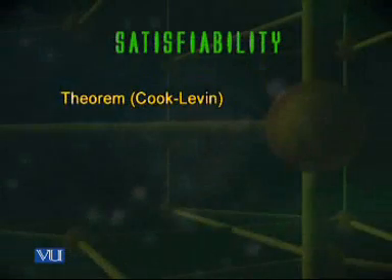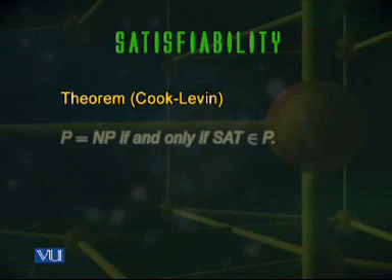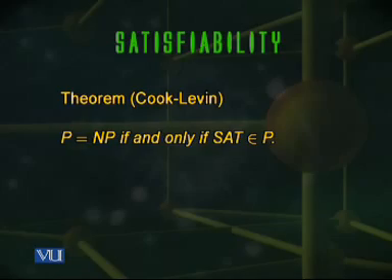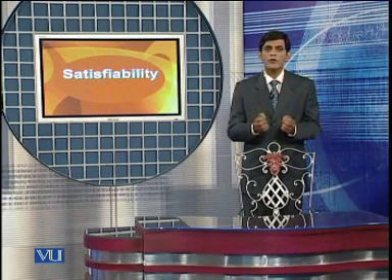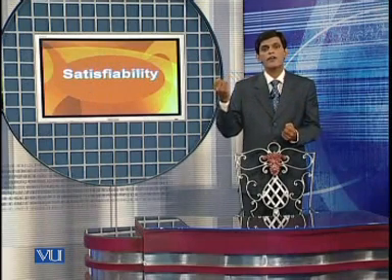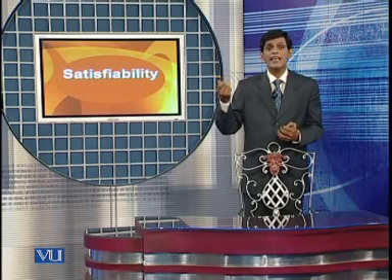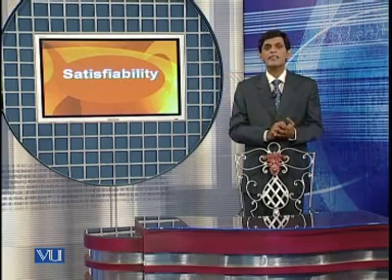So, one of the consequences of the Cook-Levin theorem is that P is equal to NP if and only if satisfiability is in P. So, the question whether the class P is equal to NP all boils down to this one very, very concrete problem, satisfiability. If satisfiability is in P, if there is a polynomial time algorithm for it, then the class NP is equal to P. Otherwise, the class NP is obviously not equal to P.